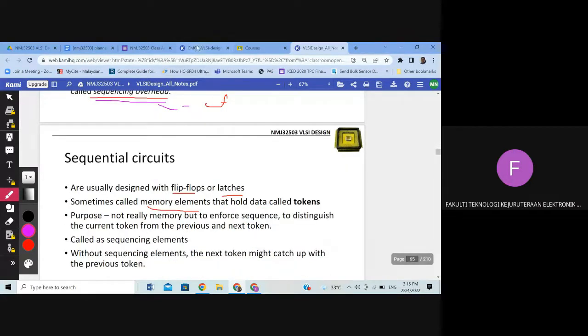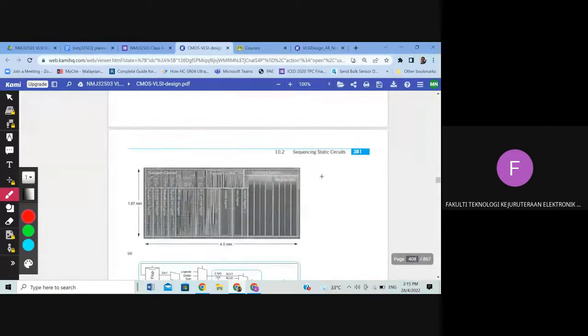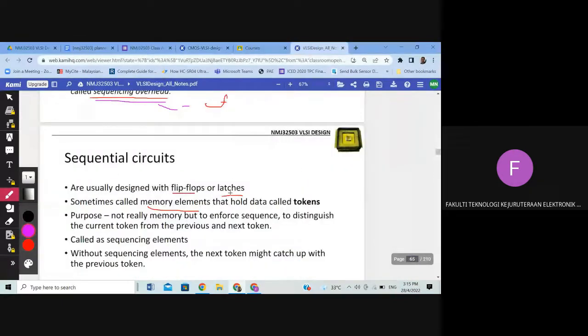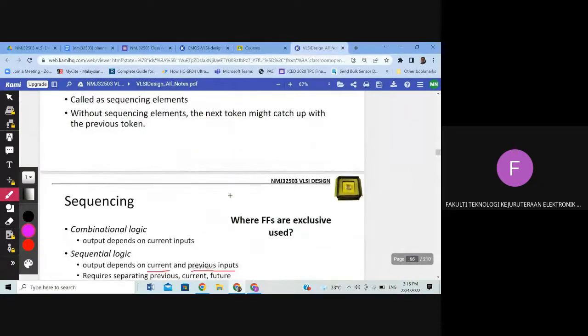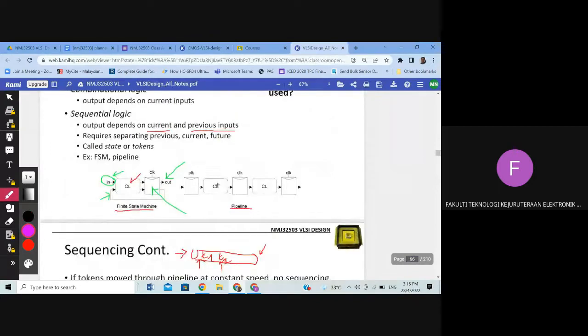Inside the textbook, there is a lot of discussion on the sequencing overhead. You can read it. So we have also discussed two types of what we call examples. This is very important. If I say important, you should take note of this.